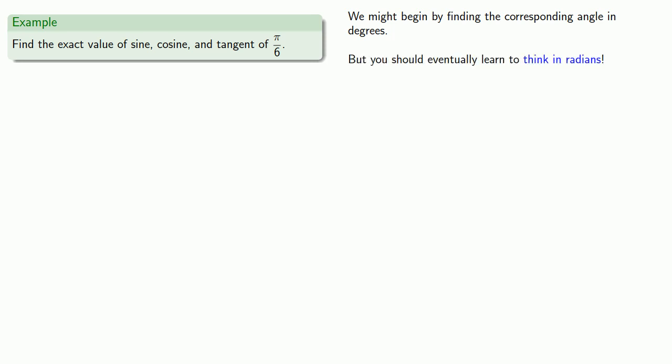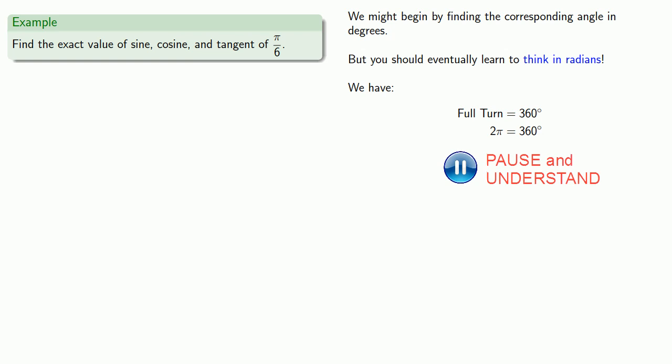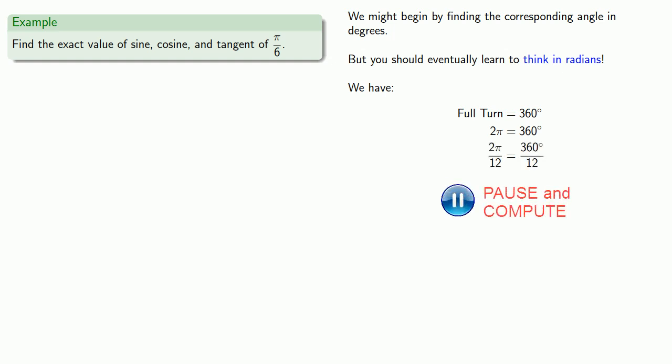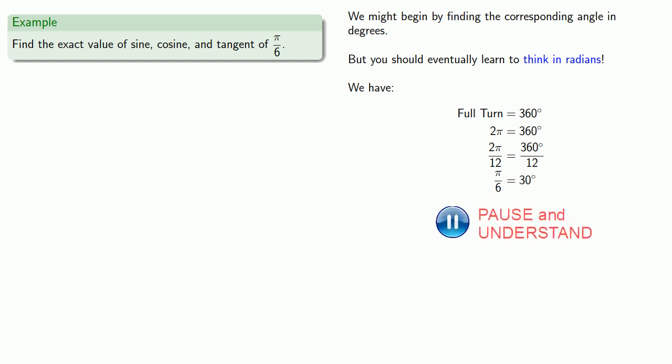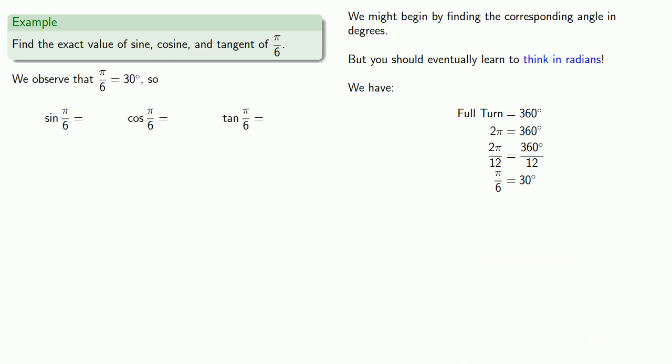So we might start out with the following idea. A full turn is 360 degrees. That's the same as 2 pi radians. And since we want pi over 6 radians, we'll take 1/12 of 2 pi. And so that gives us pi over 6 radians is the same as 30 degrees. So the sine, cosine, and tangent of pi over 6 radians is the same as the sine, cosine, and tangent of 30 degrees.